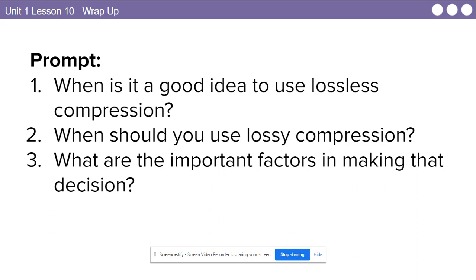When should you use lossy compression? Lossy compression. When is that important? Like, when would you use it every day?